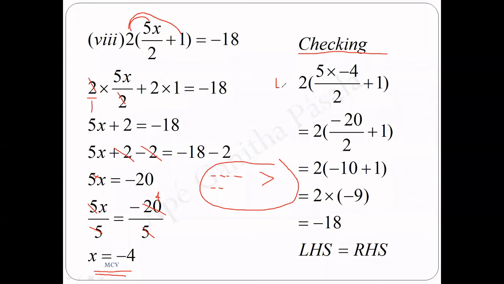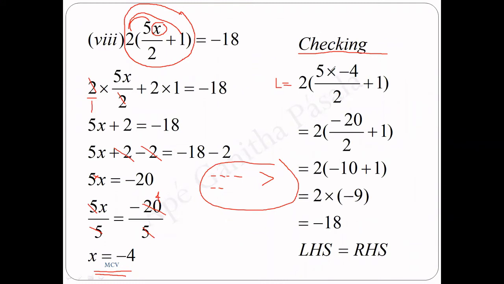Get the left hand side. What is left? Left is 2 brackets 5x over 2 plus 1. This is the left hand side. Now you know x is minus 4. So you can put minus 4 in this place. 2 brackets, 5 into minus 4 over 2, plus 1. That is the left hand side. Don't get the right hand side here.